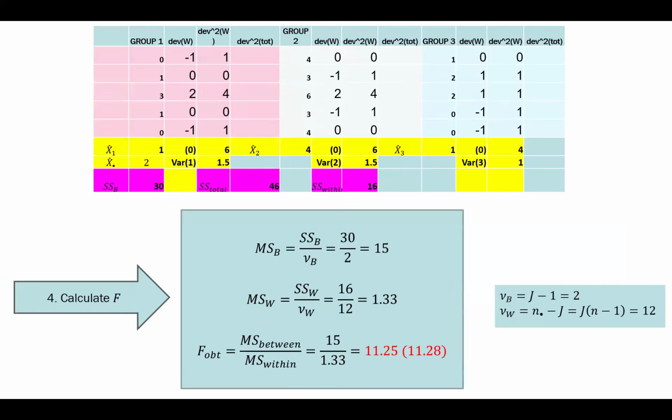Okay, so we have our mean squares between. Sum of squares between is 30. Degrees of freedom between is J minus 1, which equals 2. Mean squares within: sum of squares within is 16. Degrees of freedom within is 3 groups times group size of 4, which is 12, or overall sample size of 15 minus 3 groups, which is 12. And our obtained F, the end of step 4, is the ratio between those two things.